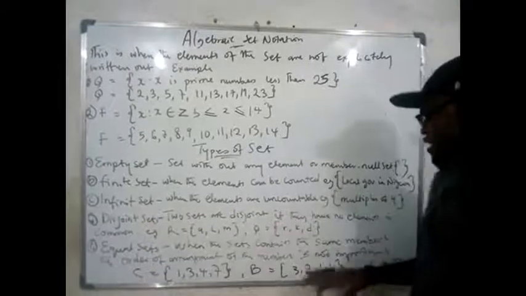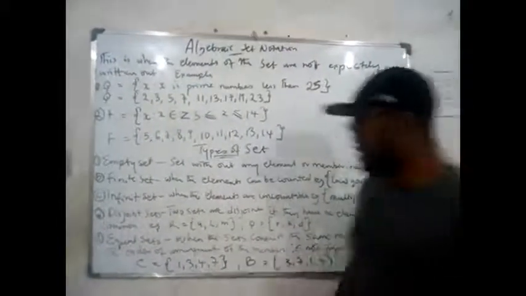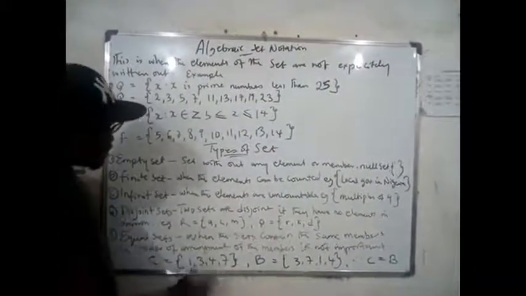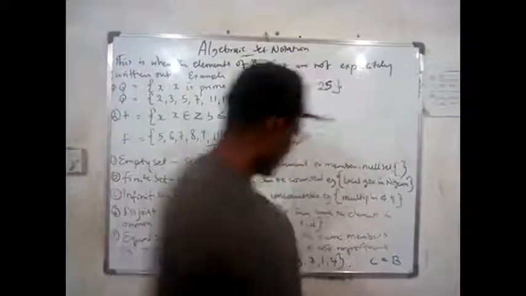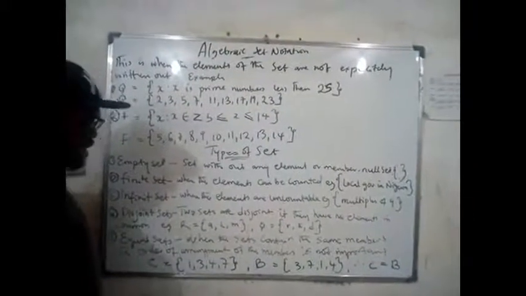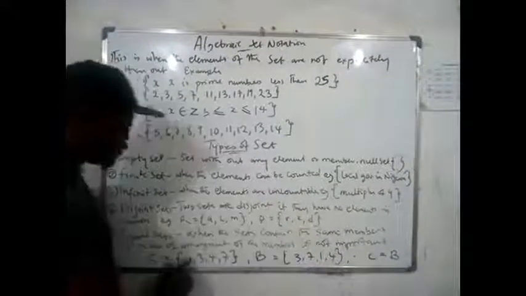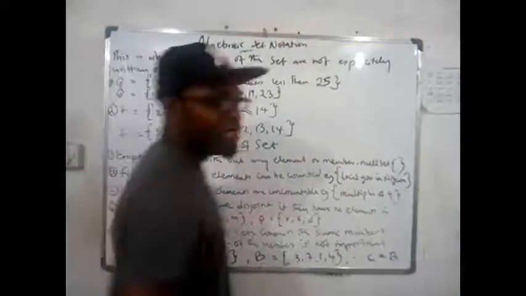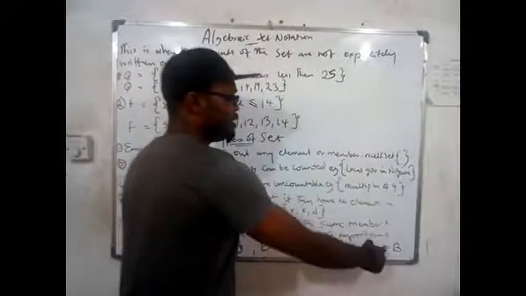Equal sets are sets that contain the same members or elements, even if they are not written in the same order. Can you see set C? What are the elements of set C? 1, 3, 4, 7. What are the elements of set B? 3, 7, 1, 4. Why are they equal? They are equal because they contain the same elements. Can you see? There's 3 here, there's 3 here, there's 1 here, there's 1 here, there's 4 here, there's 4 here, there's 7 here, there's 7 here. But they are not arranged similarly, you understand? But they are still equal. So you can write that C is equal to B.